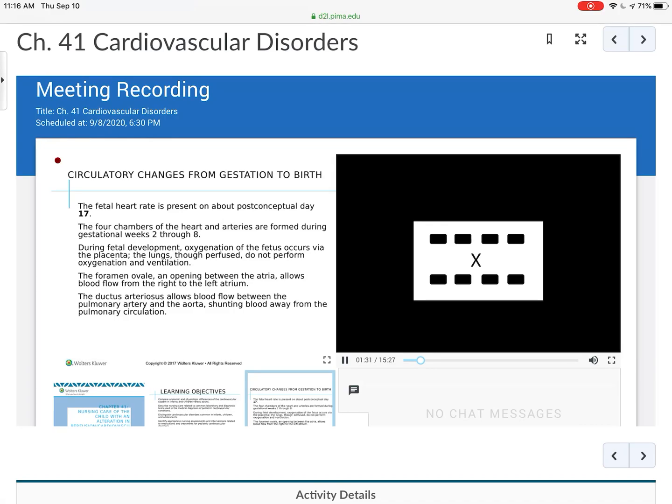Let's talk a little bit about the differences, what happens at birth. The circulation that the child is getting in utero via the umbilical arteries is going to be replaced with the child's own independent circulation. About day 17 of conception, the fetal heartbeat is present. That's one of the first things they can see on an ultrasound, the heart beating. When that baby comes out and takes its first breaths, there are a lot of changes that happen. We'll go into those in more detail in OB.